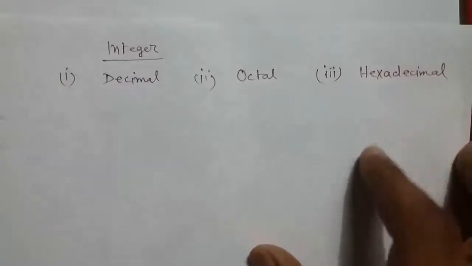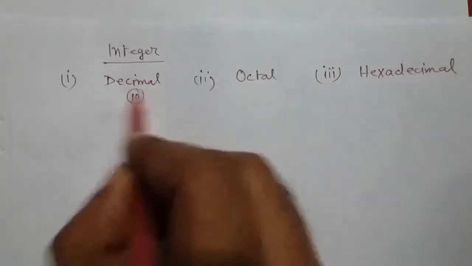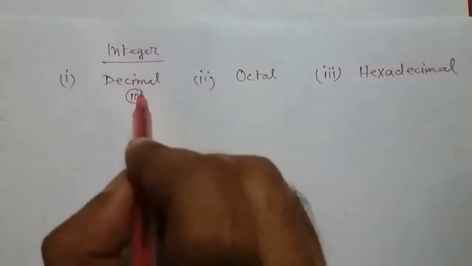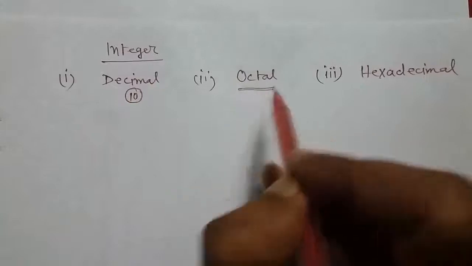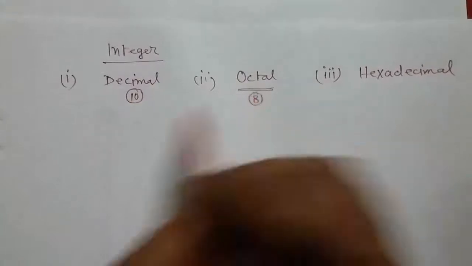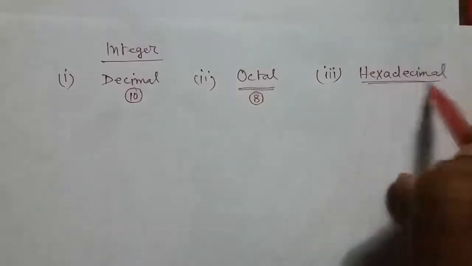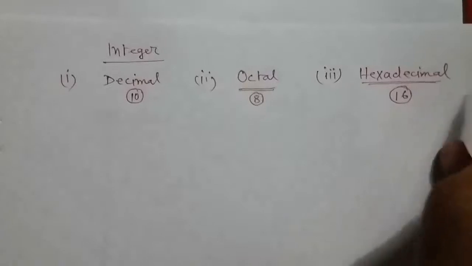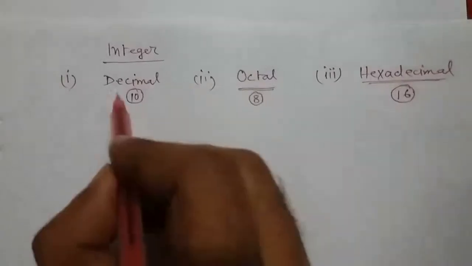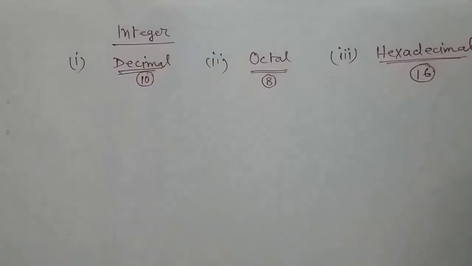Is that clear? Now you already know the base of decimal number system is 10, because decimal number system is composed of 10 digits, 0 to 9. The base of octal number system is how much? 8. 0 to 7. And base of hexadecimal number is 16. 0 to 9 and A to F. Isn't it? Okay.